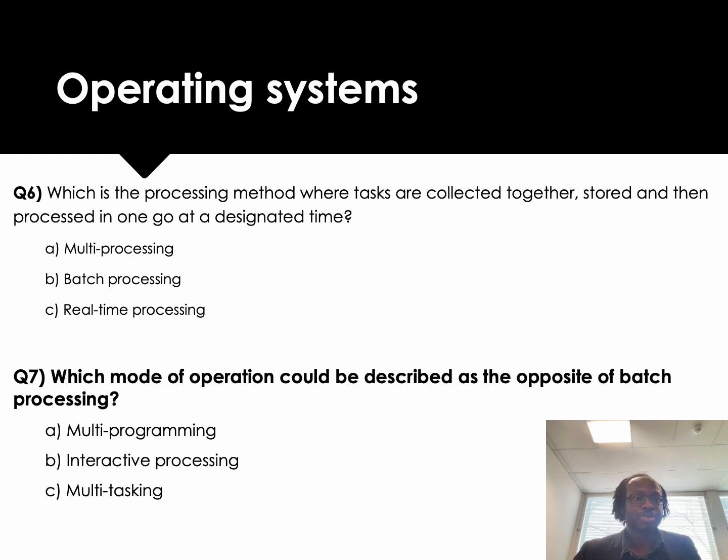Question 6. Which is the processing method where tasks are collected together, stored, and then processed in one go at a designated time? Multiprocessing, batch processing, real-time processing. Question 7. Which mode of operation could be described as the opposite of batch processing? Multiprogramming, interactive processing, multitasking.